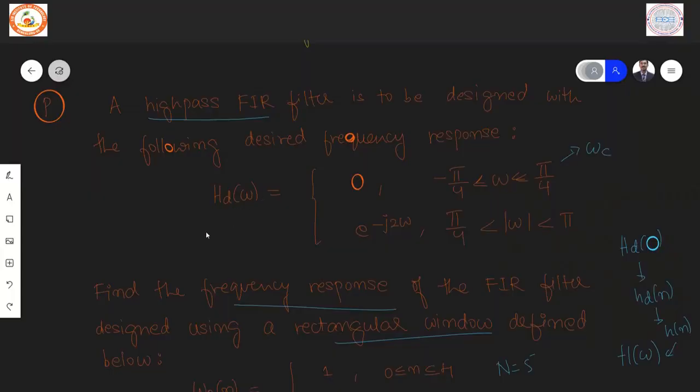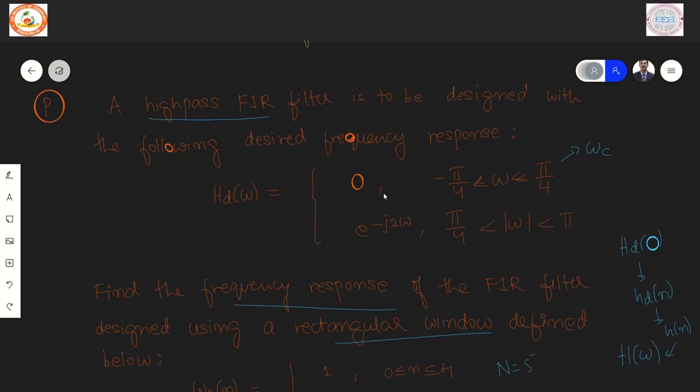In the next problem, we consider a high-pass FIR filter which is designed using the given specification. What is given is the frequency response: HD of omega equals 0 for omega which lies between minus pi by 4 and plus pi by 4, and it is e power of minus j 2 omega for omega between pi by 4 and pi.